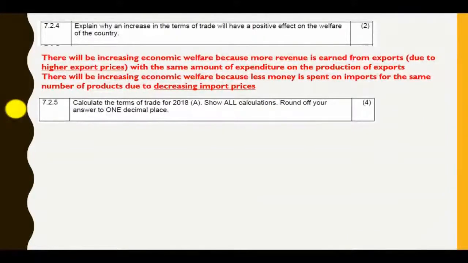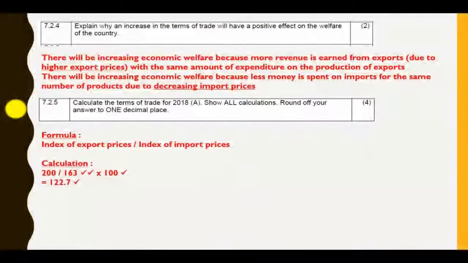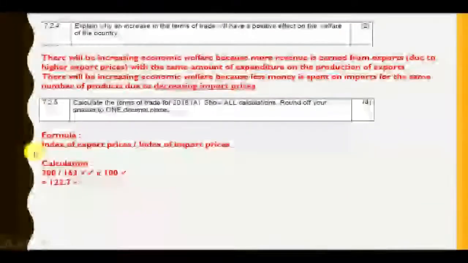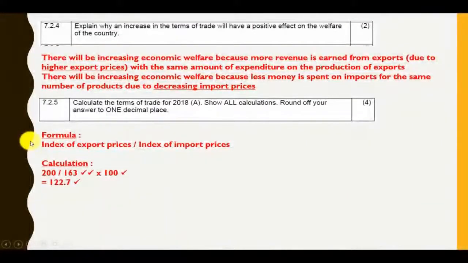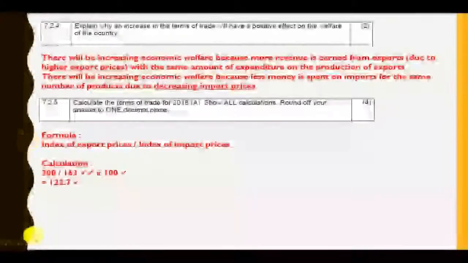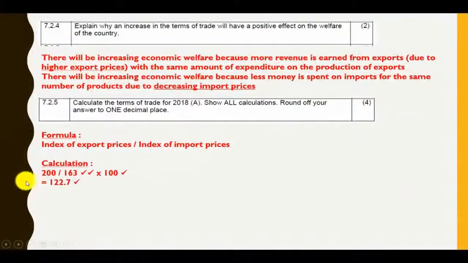Alright, have you guys all managed to do the calculation? Let's have a look and see what your answer is. Remember, my formula for terms of trade is index of export prices divided by index of import prices. That's given to you in the table. So you simply say 200 divided by 163 times 100, and that gives you 122.7. So 2 marks for being able to apply the formula, 1 mark for knowing I must times by 100, and then 1 mark for my answer.